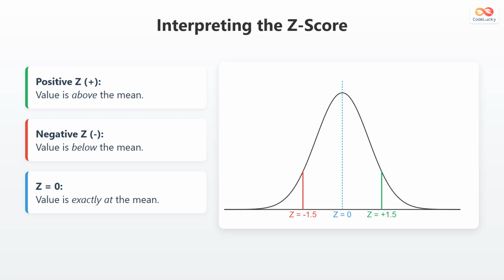Once you calculate a z-score, what does it tell you? If z is positive, your value is above the average. If z is negative, it is below the average. And if z is 0, your value is exactly average. The number itself tells you how many standard deviations away from the mean you are. A z of 1.5 means you are 1.5 standard deviations above the average.